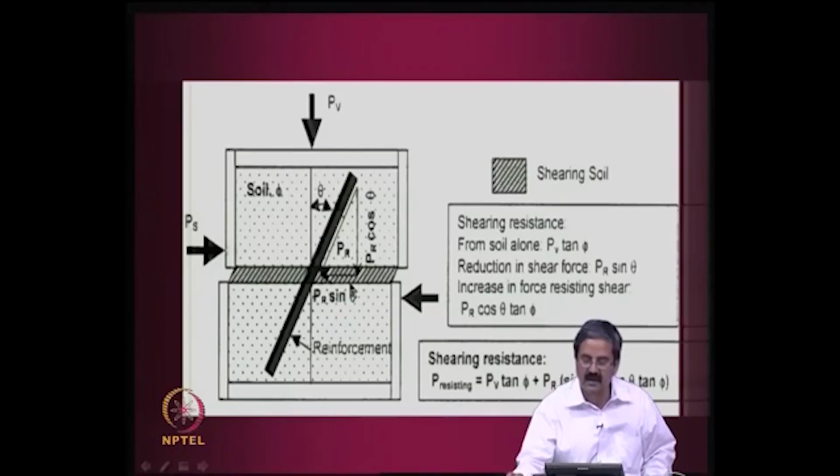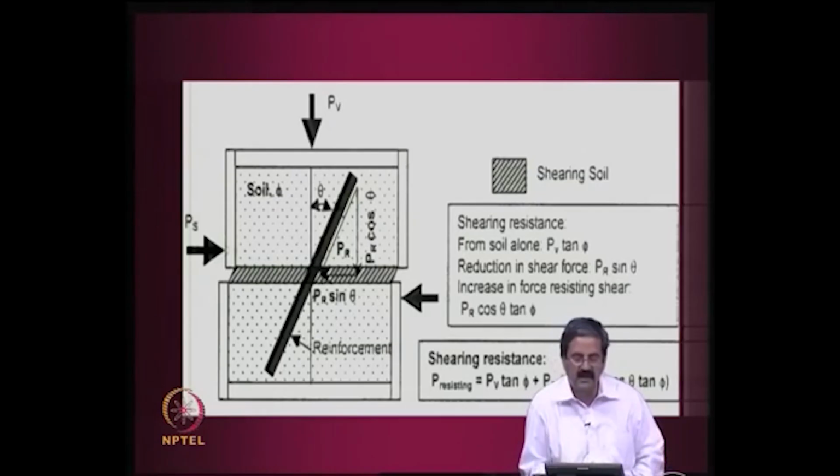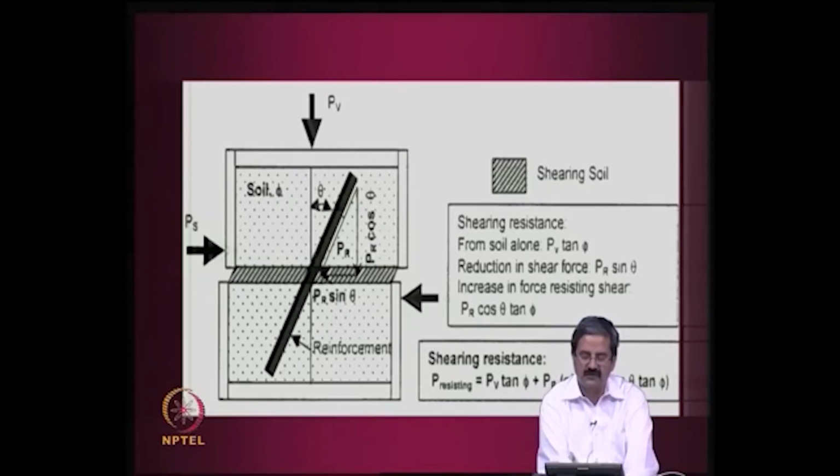The shearing resistance for soil alone is PV tan phi, that we have seen earlier. Now, the reduction in shear force is PR sin theta, as I said, you have to resolve PR into PR sin theta and PR cos theta. So, what is the reduction in shear force? PS is acting, but this much is reduced now. So, PR sin theta is reduced. So, it is reducing the shear forces causing instability, whatever is the disturbing force or the shear force, it is reduced by PR sin theta.